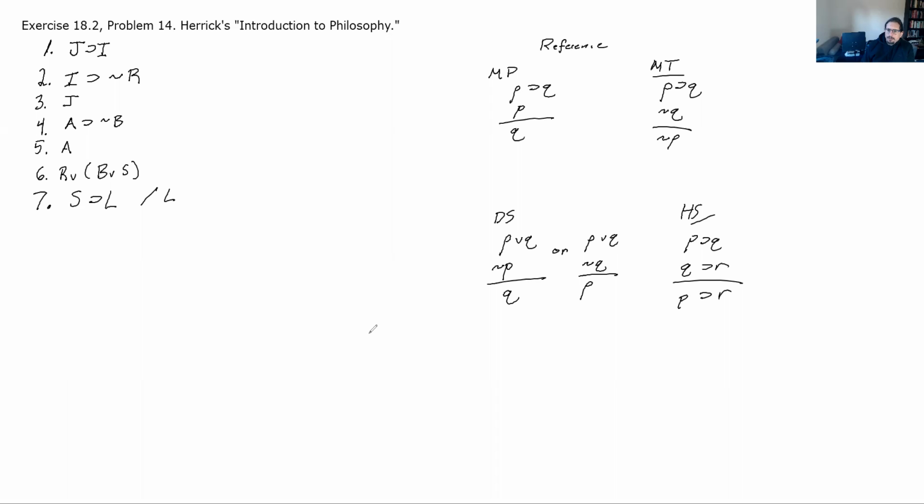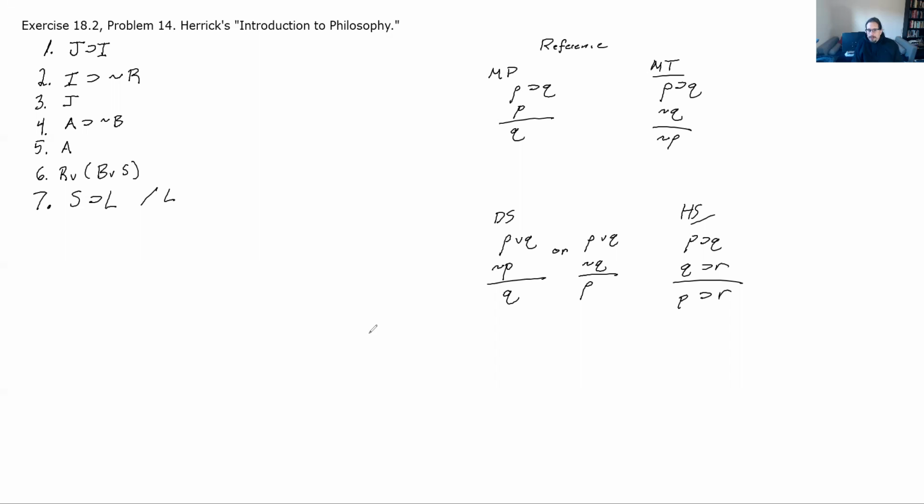In this video, I'm going to be introducing how to do a proof. This is going to include an explanation of how a proof is laid out, what we're doing, and what it means to go through it. But we're also going to solve this proof. I'm pulling this problem from exercise 18.2. This is problem number 14 from Paul Herrick's Introduction to Philosophy.